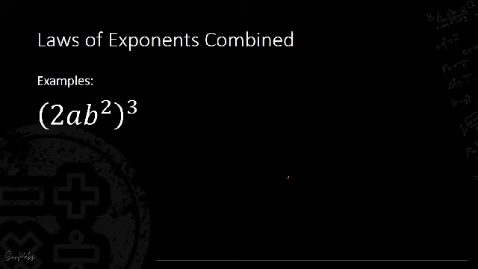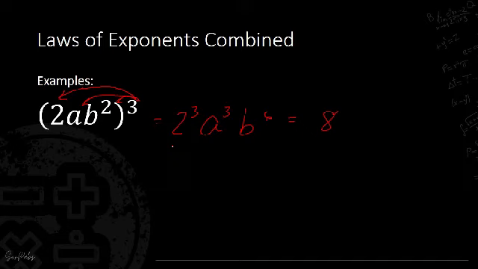Okay, so next part, laws of exponents combined. So this will be the combination of the laws of exponents. So example 1, we have here 2ab squared quantity raised to the third power. So 3 will be distributed to 2, to a, and to b. So we have here 2 to the third, a to the third, and b to the sixth power. So simplified form, that will be 8. So 2 to the third is 2 times 2 times 2. 8a to the third power, b to the sixth power.